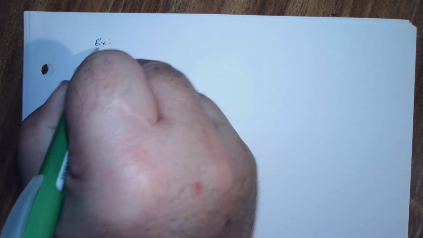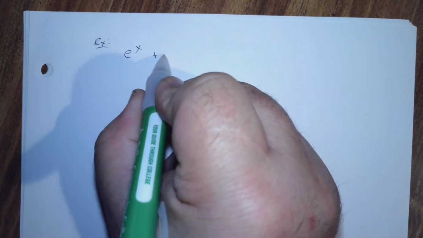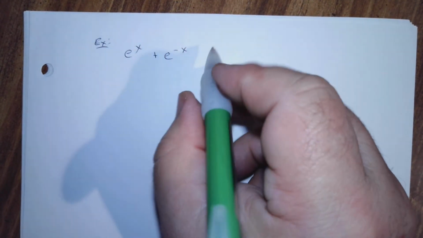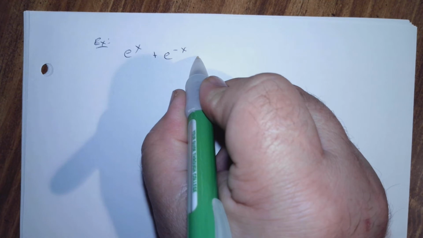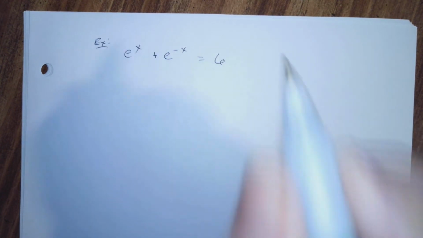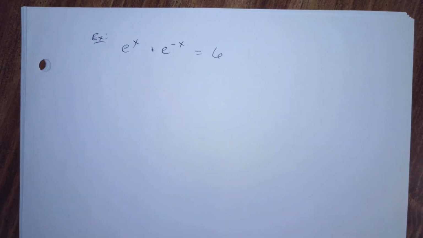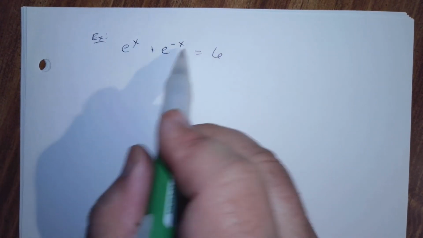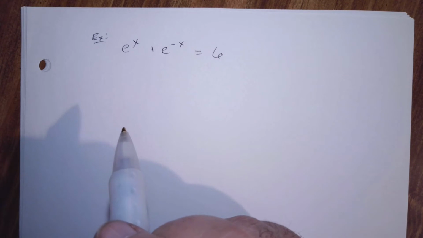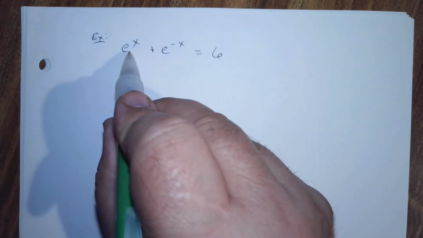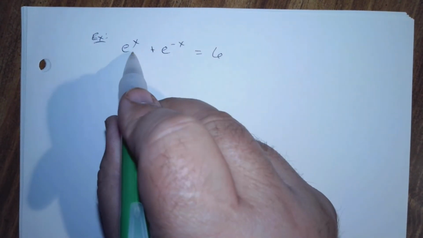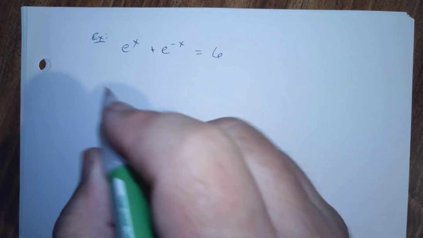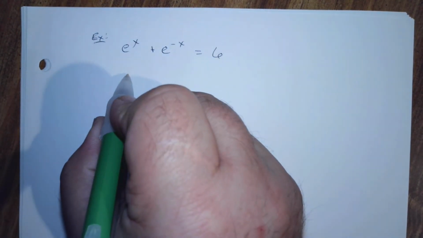I know there's a lot of rules in this section. e to the x plus e to the negative x equals 6. Okay, these are already raised to powers. Let's try another method here. So, since we can't combine these two, let's try another one.